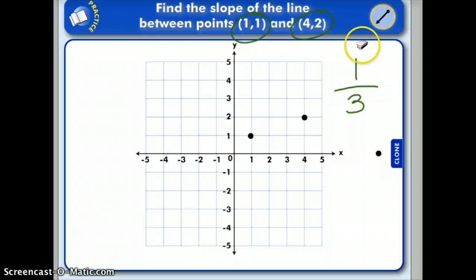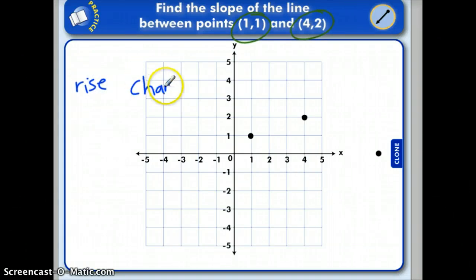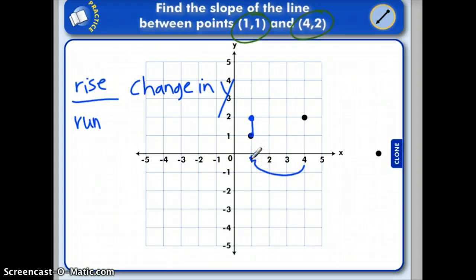Here's an easy way to think about this. So really what rise is, and you're going to want to take notes on this, rise is just my change in the y. So in this case it went from a 1 to a 2. So my change in y. What run is, it's your change in x, from 1 to 4. It's what happened going horizontally. So run is the change in x.